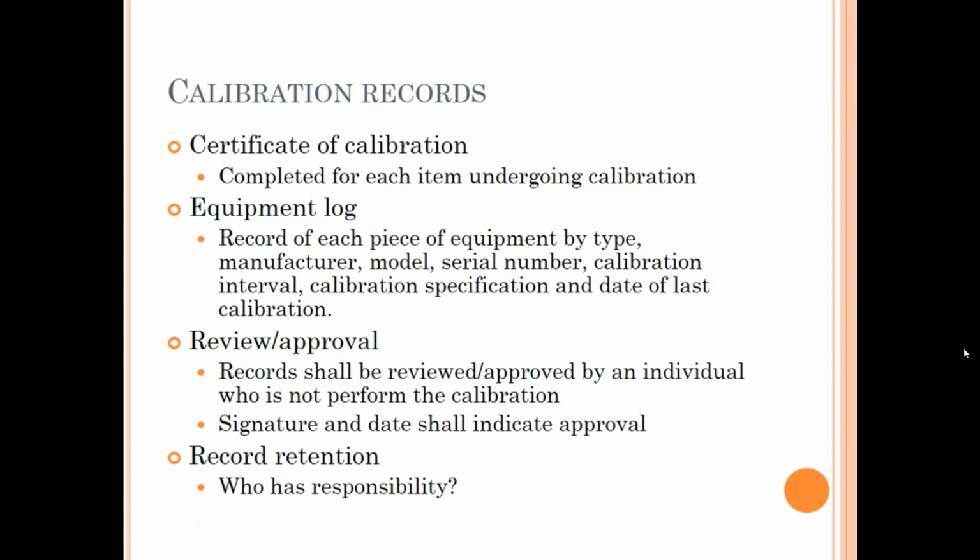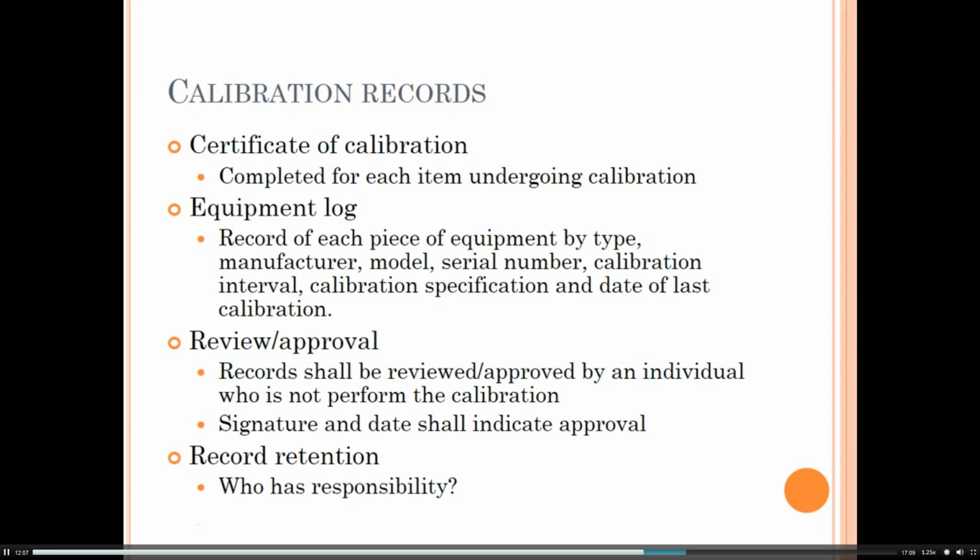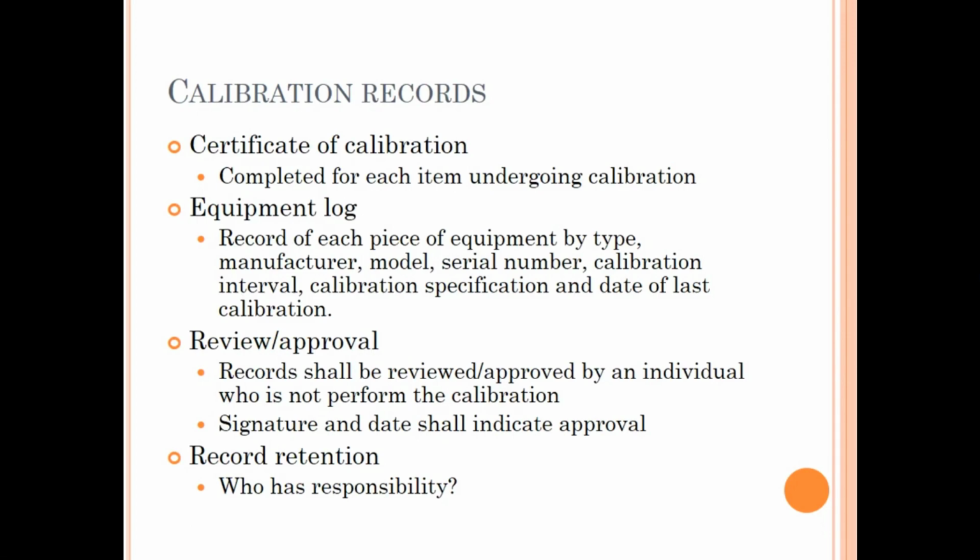The records then. Each piece of equipment needs to have a certificate of calibration. The equipment log then should be in place for every piece of equipment, again detailing the equipment manufacturer and model, serial number, calibration interval along with the specifications and the date of last calibration. And all records of equipment calibration need to be reviewed and approved by an individual who did not perform the calibration. So a second person verification is required. Signature and date of that person indicates approval of the document.